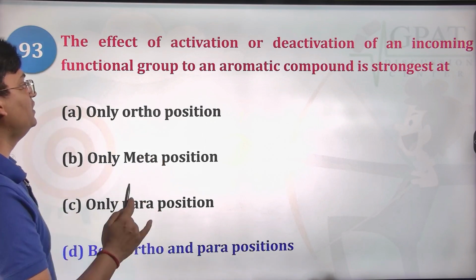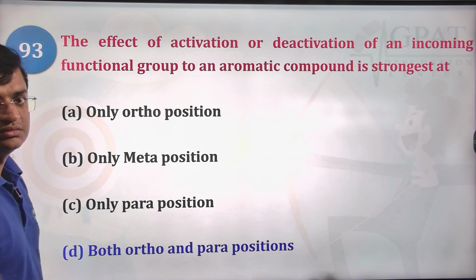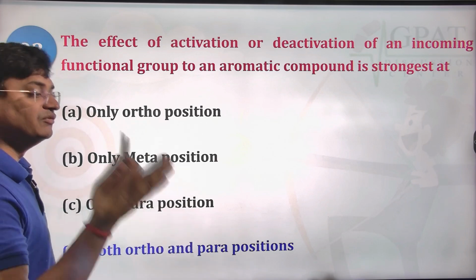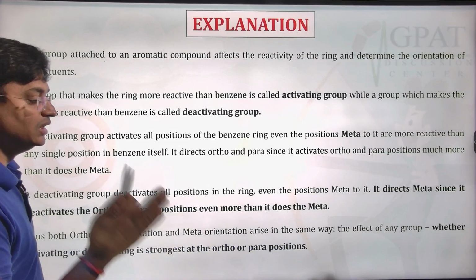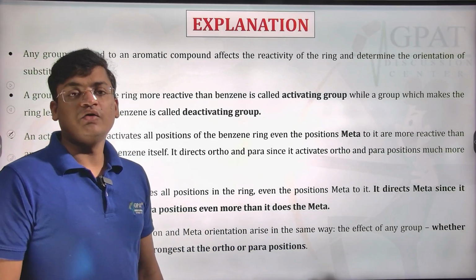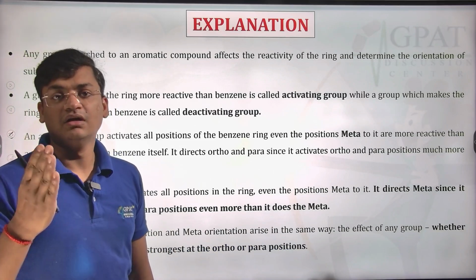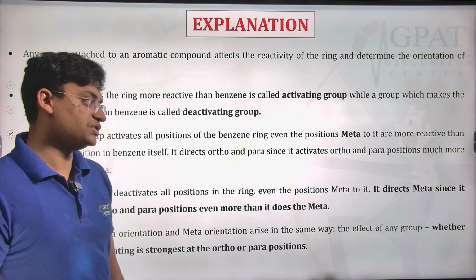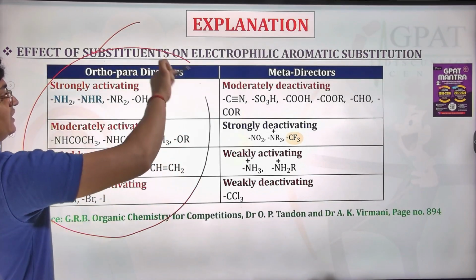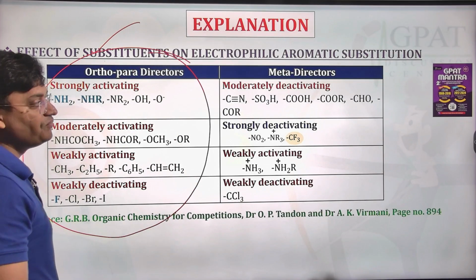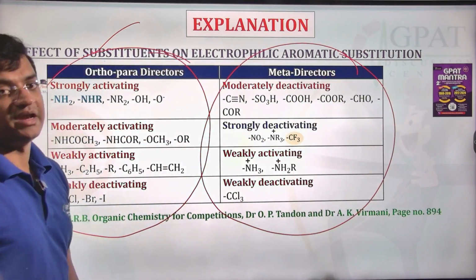The incoming group can attach to the ortho or para positions due to higher electron density, or if there is no electron density, it goes to the meta position. So the increase or decrease in electron density via already present substituents happens only at the ortho and para positions. Ortho-para directors increase electron density at the ortho and para positions, and the meta directors decrease electron density at the ortho and para positions.